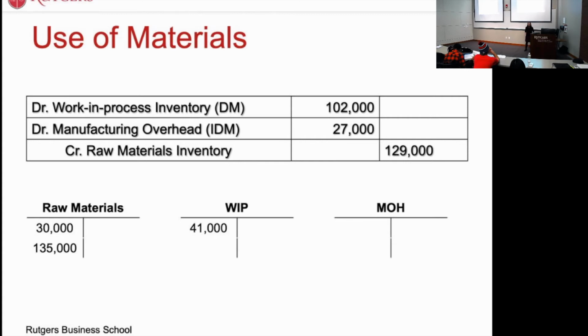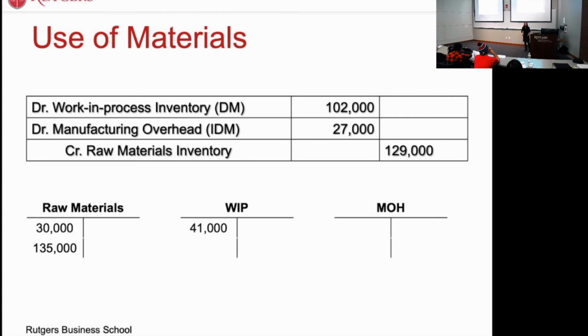And for the raw materials T account, the first one is the beginning balance from the previous step, and then this 135,000 is the purchase amount from our first step of purchasing. All those examples that I show here are from the same story. If you look at my slides, you can figure it out. Every number is connected.